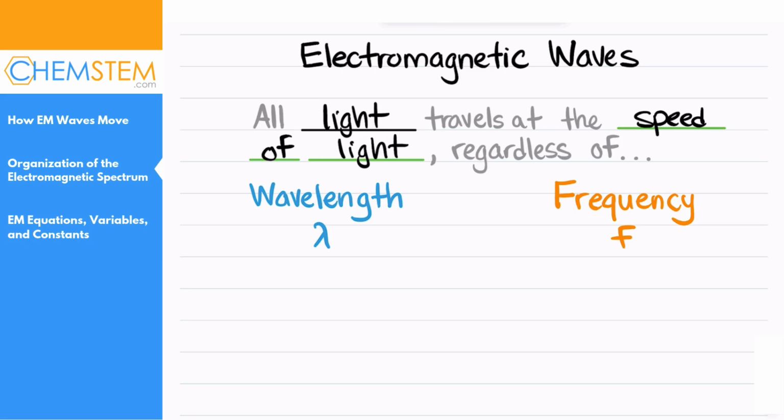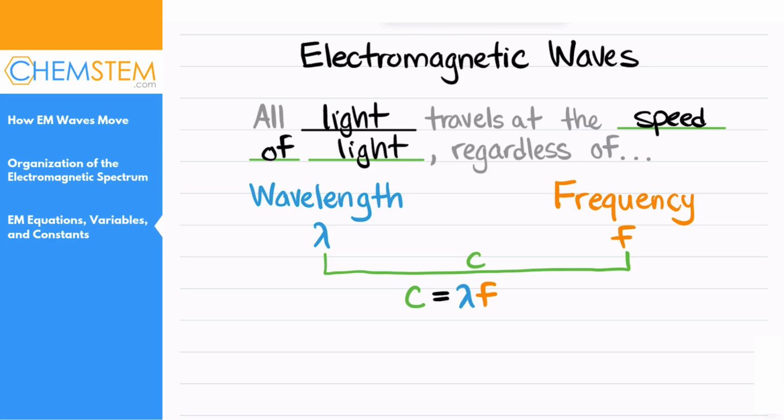Wavelength and frequency. What are their units? Well, first we have to think about how they are even connected. If no matter the wavelength and no matter the frequency, they're going to go at the same speed, which is the speed of light, that means there has to be some kind of mathematical connection between wavelength and frequency. And there is. Here's the equation that connects them: c, the speed of light, is equal to lambda, the wavelength, times frequency.